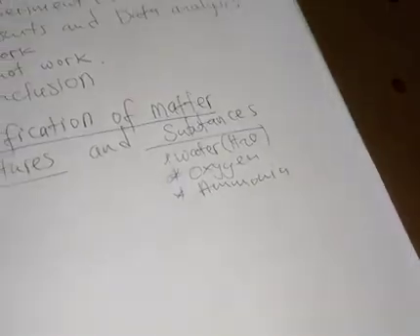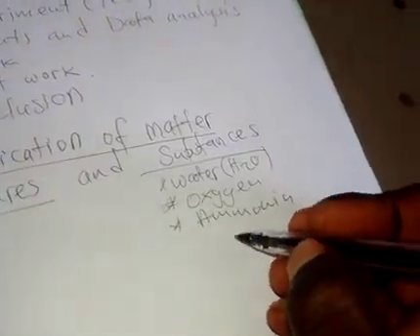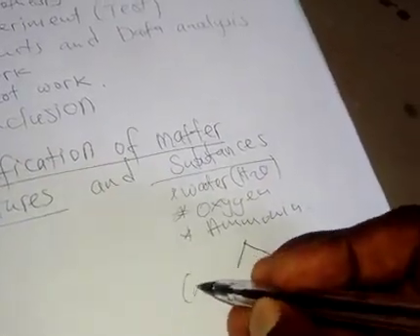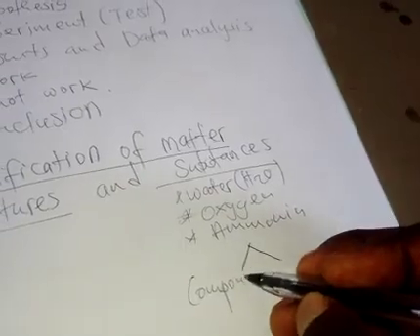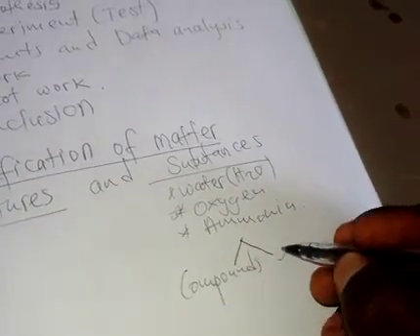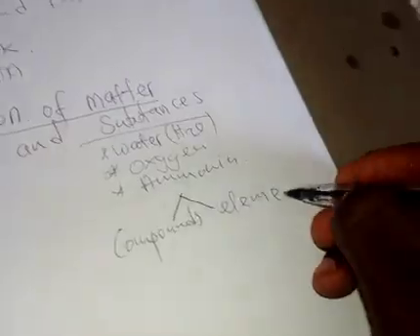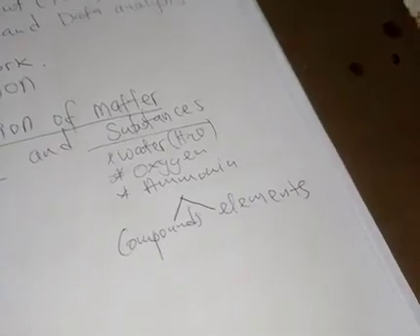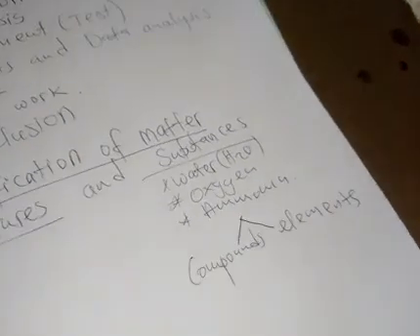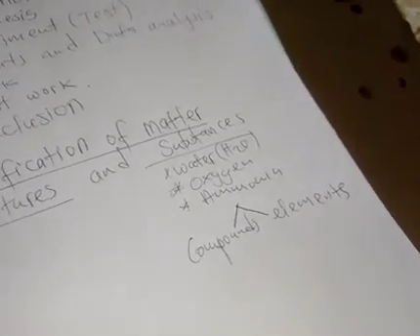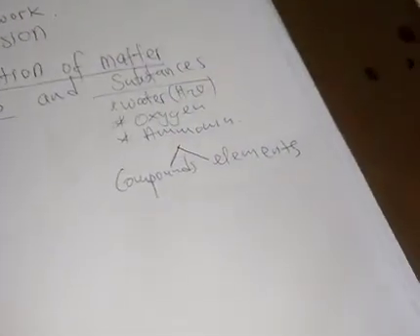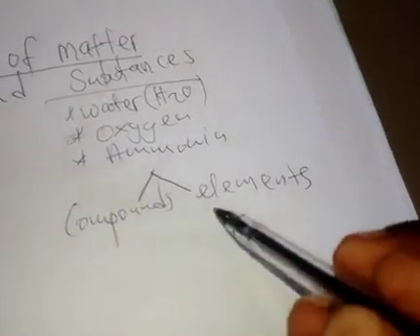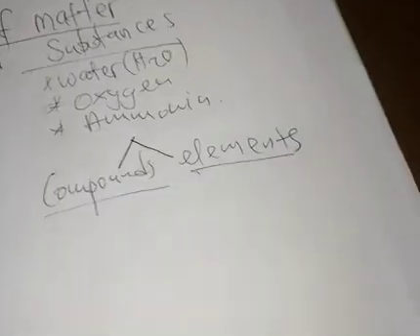These substances can be divided into what we are calling compounds and elements. So compounds and elements, these are substances. Then what is a compound? Before we define a compound, let's concentrate on elements first. We'll get back to compounds.